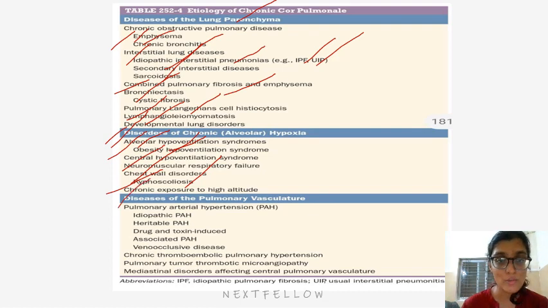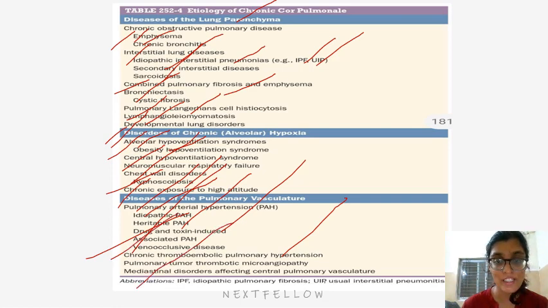Diseases of the pulmonary vasculature: pulmonary arterial hypertension, idiopathic PAH, heritable PAH, drug and toxin induced, associated PAH, and veno-occlusive disease. Chronic thromboembolic pulmonary hypertension, pulmonary tumor thrombotic microangiopathy, and mediastinal disorders affecting central pulmonary vasculature.